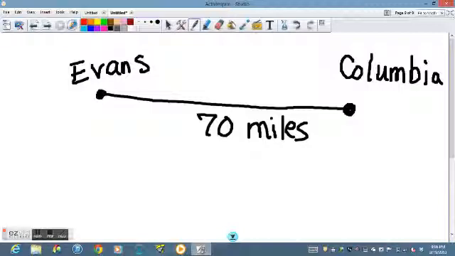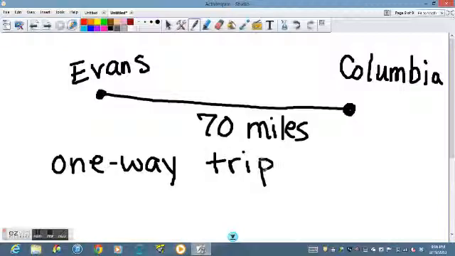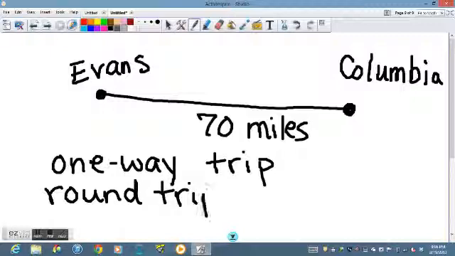So if I ask you how far is it from Evans to Columbia, you would say 70 miles. That's called a one-way trip, because you're only going one way. You're going from Evans to Columbia. Now, usually when we go on a trip, though, we go somewhere and then we come back home. So if we go from Evans to Columbia and then we come back, that's called a round trip. It's kind of like a two-way trip, but we just call it a round trip.